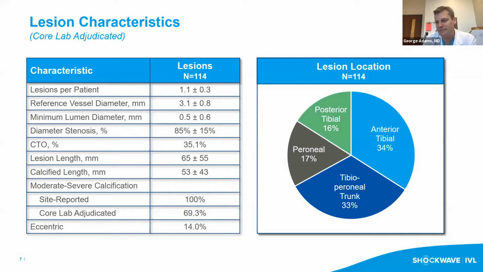Now, remember, core lab is just using the angiogram. And I don't want to say just using, but uses the angiogram solely, whereas a physician is in the case. And sometimes we look at the lesion a little bit differently. We use the wire to give us some sensation, some tactile feedback. We also look at the angiogram. We look at the patient. And some of these lesions, they're tougher to cross. And that may be one of the discrepancies between these two numbers. When we look at lesion location, the majority of them were either anterior tibial or tibioperoneal trunk, as you can see. And the minority were the posterior tibial and peroneal at about 17% each.